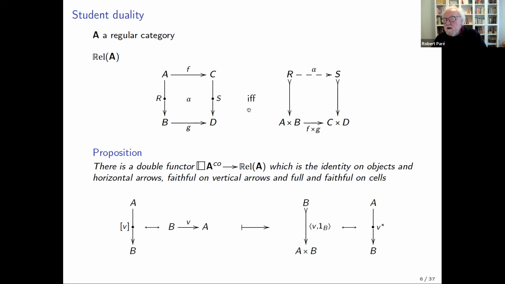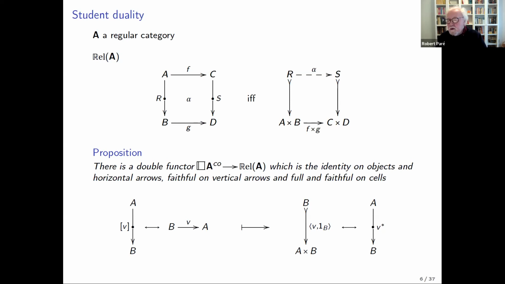Okay, so if you're thinking in sets, what this means is, if you take an element little a in here and another one little b, then a is related to b by R implies that F of a is related to G of b by S. So there's a cell here if and only if that holds, so there's only one cell, or there's none. And then now we can take this category built out of opposites and embed it into here. So you have a double functor, which is the identity on objects and horizontal arrows, and it's faithful on vertical arrows and full and faithful on cells.